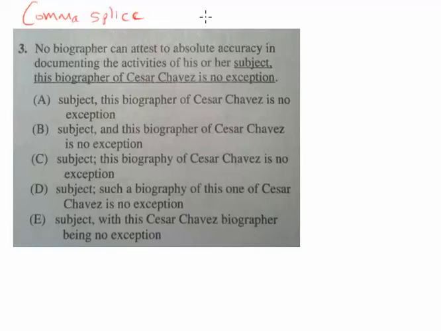All right, let's think about this. There are two complete sentences here separated by this little comma. The first complete sentence is: no biographer can attest to absolute accuracy in documenting the activities of his or her subject. If we put a period there, that's a sentence, and you should hear it as such. Then we check the part after the comma as well: this biographer of Cesar Chavez is no exception. That is a sentence too.